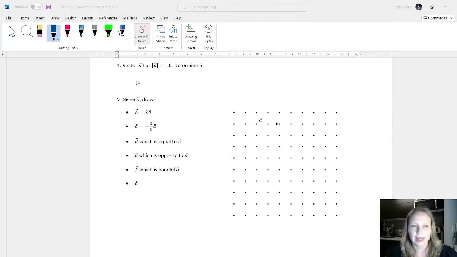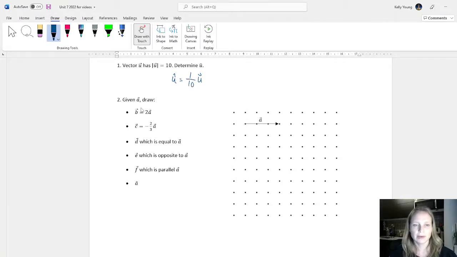So let's say that vector u has a magnitude of 10, and we're going to determine the unit vector for u. The unit vector will be u hat, and right now it has a magnitude of 10, so for it to have a magnitude of 1, we multiply the vector u by 1 over 10.